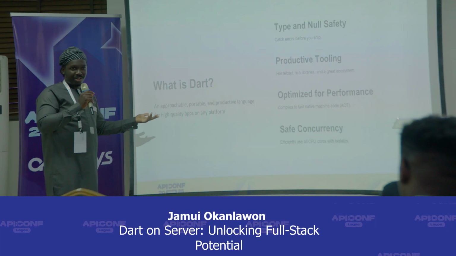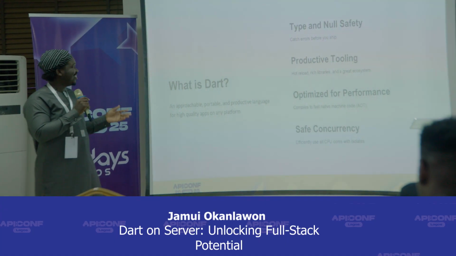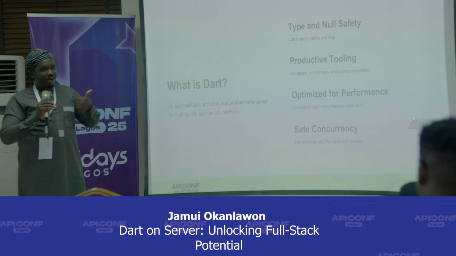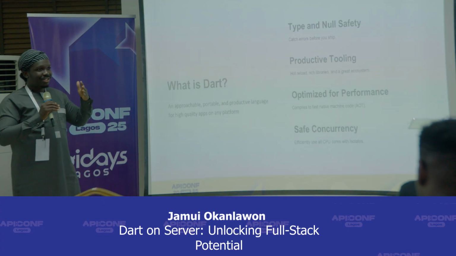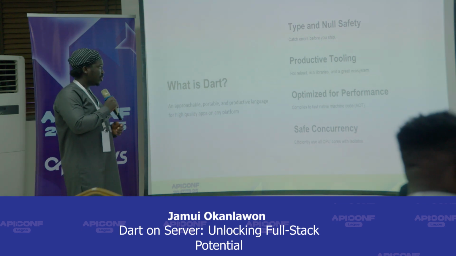First is type and null safety. I know JavaScript developers cannot relate to this, right? So you are able to catch errors before you ship. You don't get a call from your PM or from your users at 3 a.m. that your app has broken or something in production.